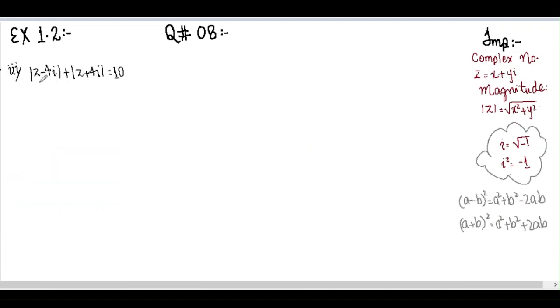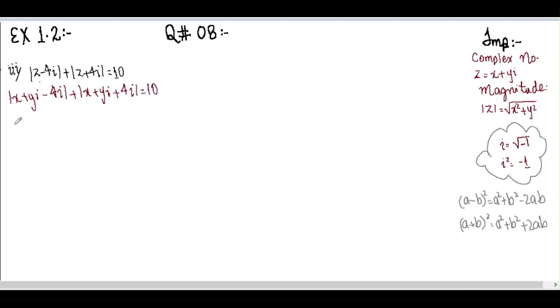Now we are going to solve part number 3, which is magnitude of z minus 4 iota plus magnitude of z plus 4 iota equals 10. Now we are going to first of all put the value of z. The value of z is x plus y iota. We are given this value in our question. So putting this value over here, we get x plus y iota minus 4 iota plus x plus y iota plus 4 iota equals 10.